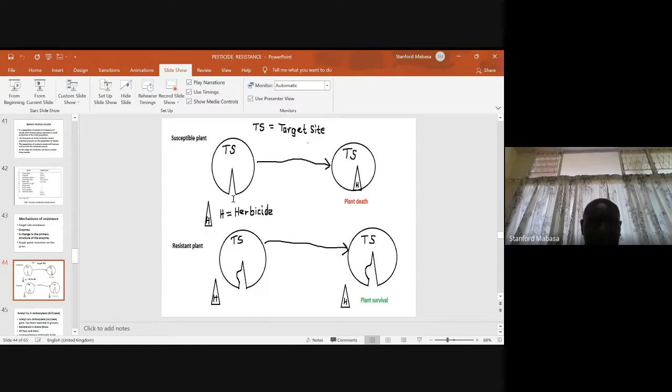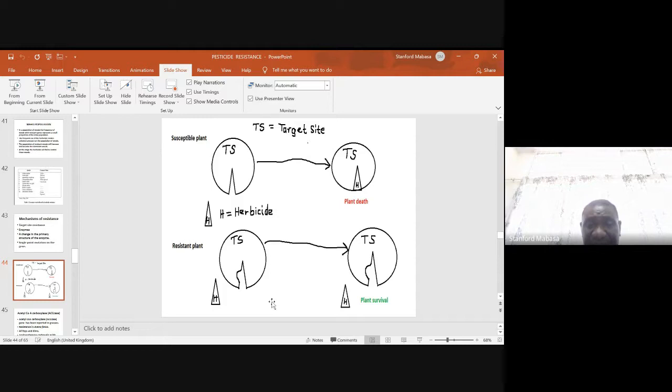Here I will just use a diagram just to illustrate resistance. The first diagram shows good weed control. Here we have got our herbicide shaped with this triangle, which can nicely fit into this gap. Once it does that, it can kill the weed.